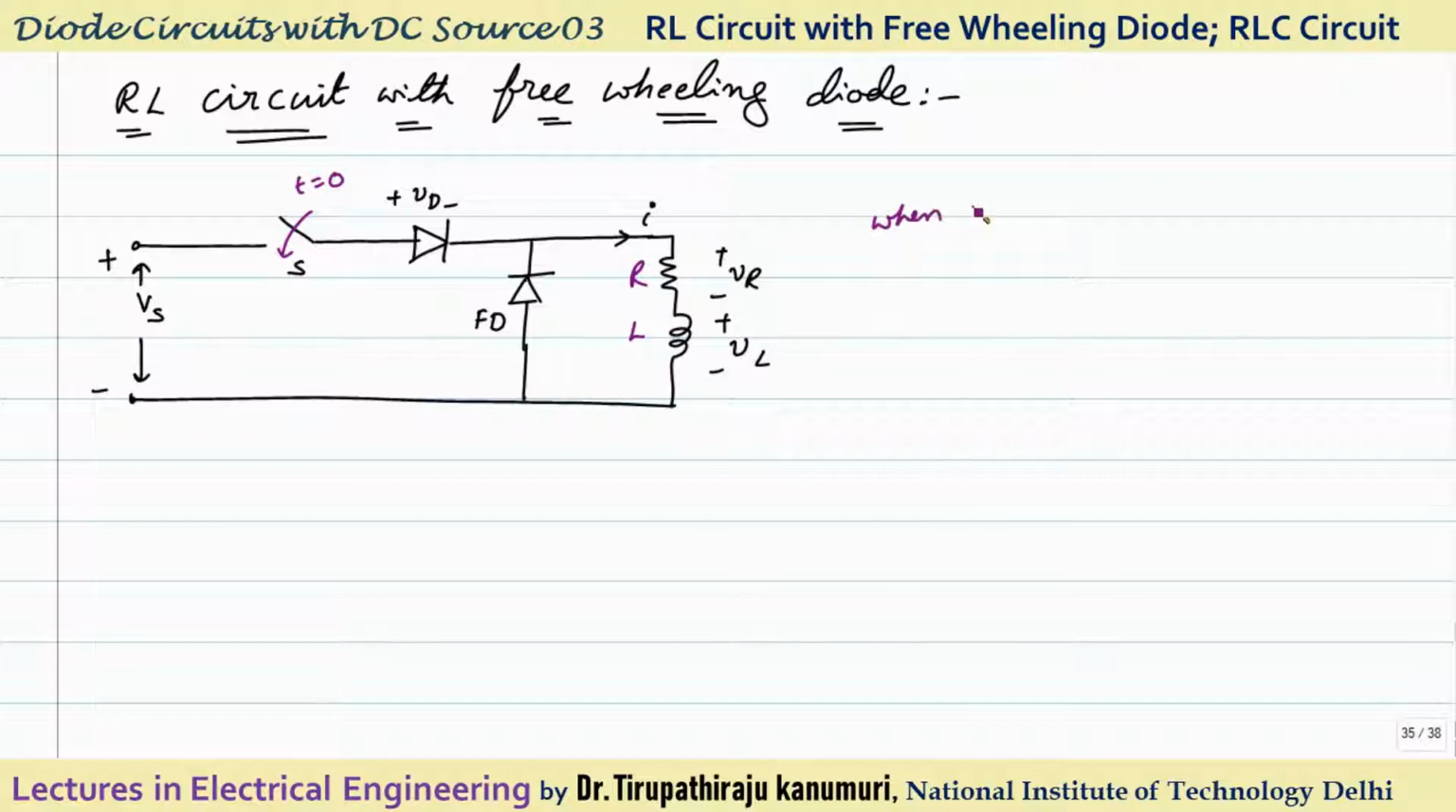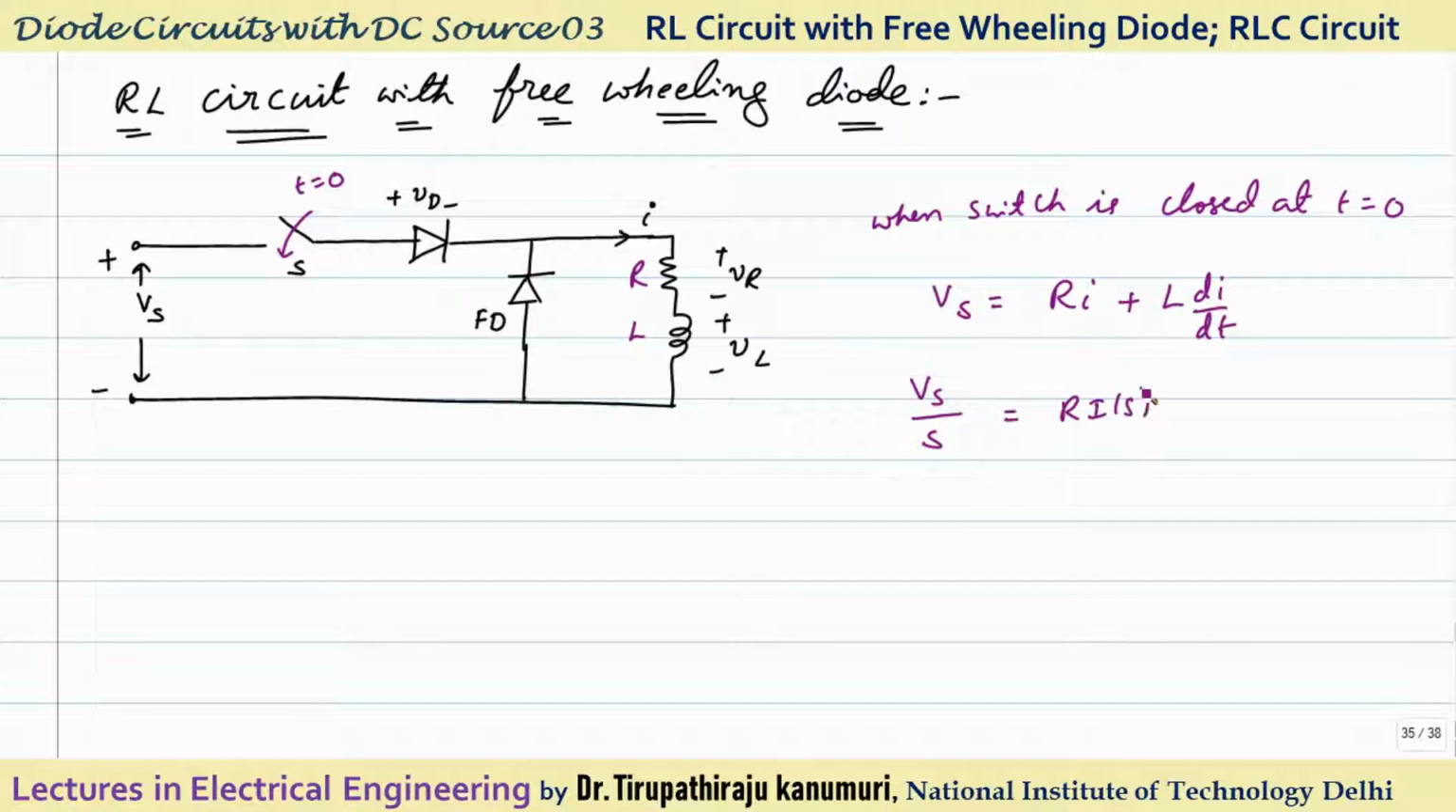So when the switch is closed at t is equal to 0, we can write the value of Vs will be equal to R into I plus L into di by dt. Agree with me? So this I can convert to the Laplace transform. So Vs by S is equal to R into I of S plus Ls into I of S minus I of 0. So taking 0 initial conditions.